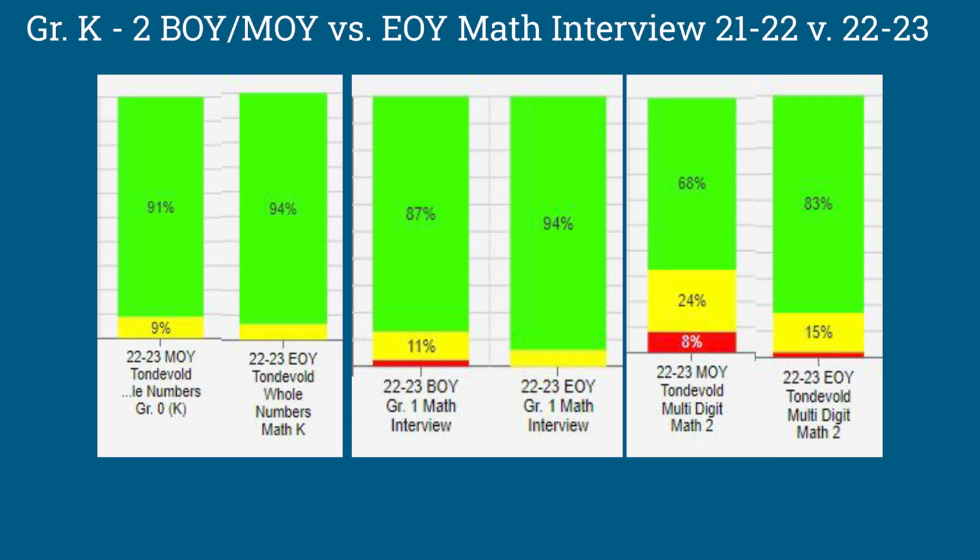Again, part whole was our biggest need. And in second grade, in the middle of the year, the students transition and take the multi-digit math interview. And at the end of the year, they take that math interview as well. You can see that the green got a lot bigger. So we went from 68% to 83% of the kids being on level. The at-risk and the intensive levels also decreased. And again, the part whole and the benchmarks of 5 and 10 were the weakest areas.